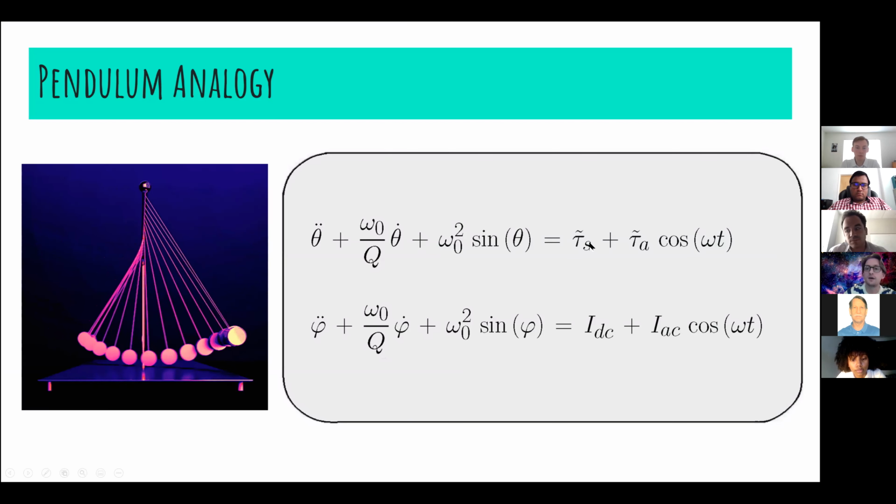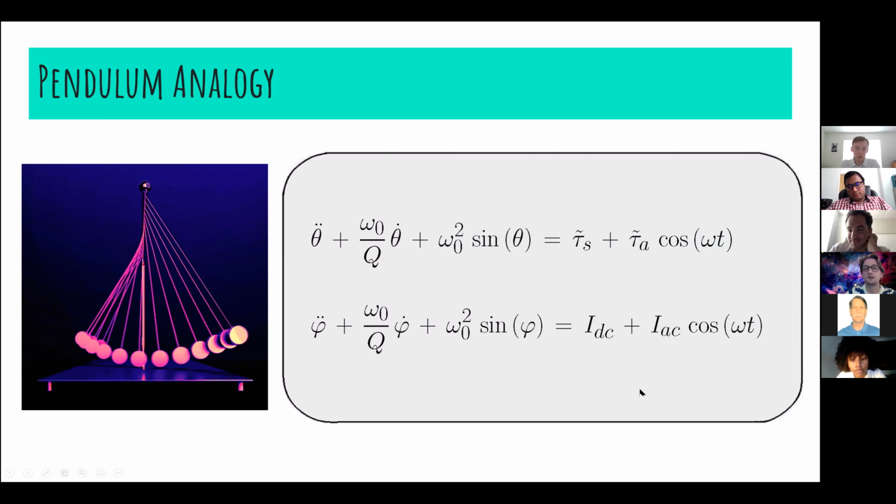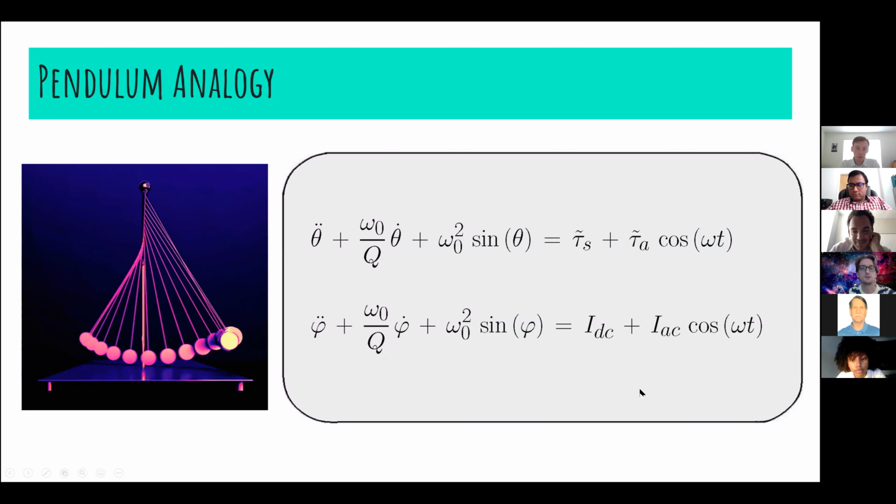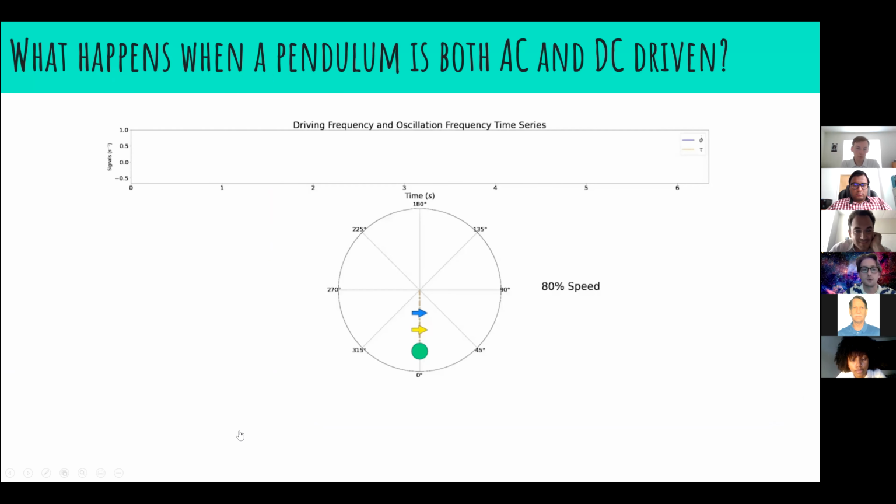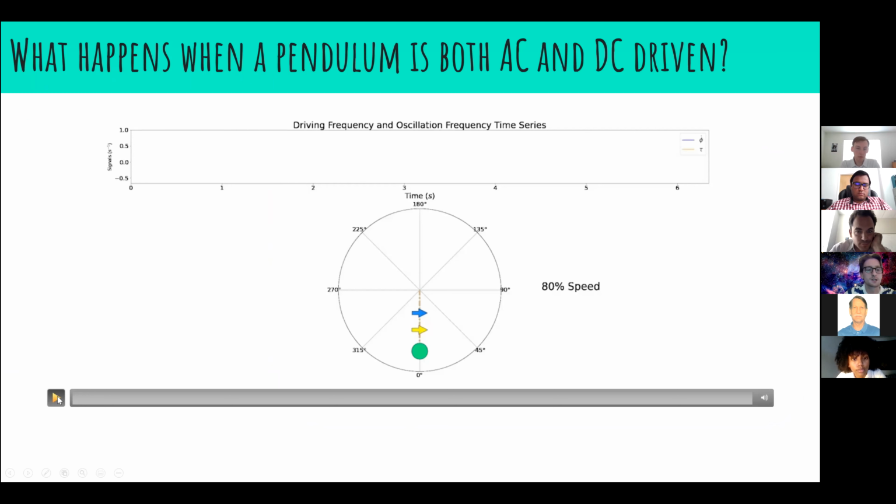So whereas in a pendulum you have a DC torque and an AC torque, now we have a DC current and an AC current, or in our case, a DC and AC voltage. So to start off with, we have some simulations. This is going to be a simulation of a phase-locked pendulum with an AC and a DC torque.